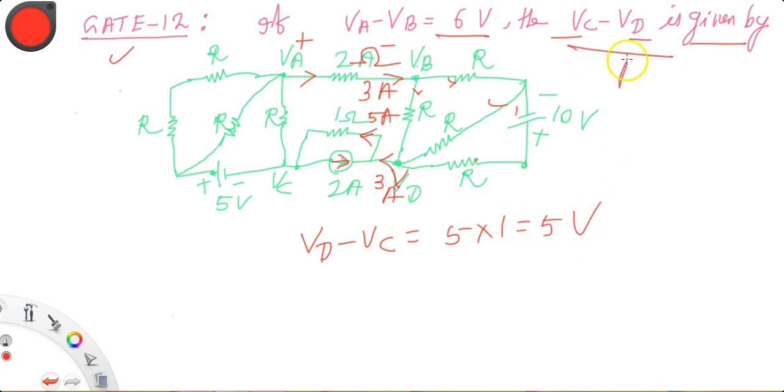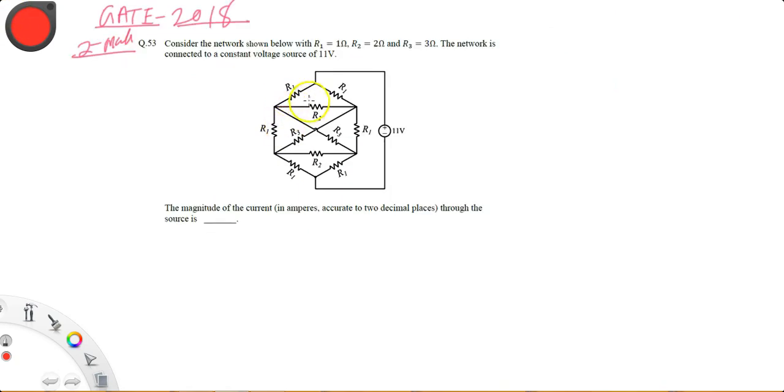But see the difference, they asked VC minus VD. So VC minus VD will be minus 5 volt. Very simple question, and it was asked in the 2 mark section. Next, this question is also from this year's 2 mark section.